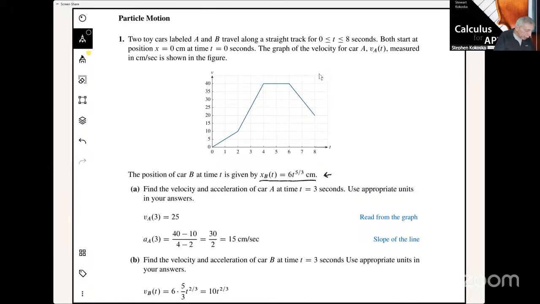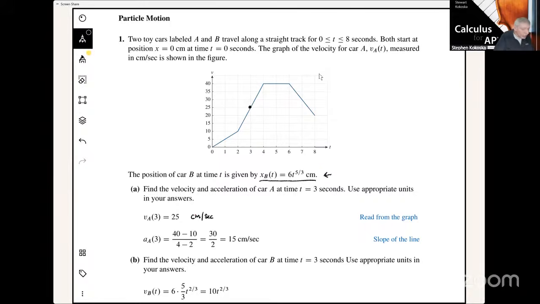So first of all, find the velocity and the acceleration of car A at time t equal 3 seconds. And let's not forget about the appropriate units, I guess. So let's see, the velocity of car A at 3 seconds. Well, in order to get that, I've got to go up to the graph here. So I'm going to go at t equal 3, and I'm going to go up to the graph, and I can see that that intersects at, I think it's v equal 25. And let's see, the units here, and I've got to check this carefully. I've left a little bit of room for myself here. The units, I think they told me up here, was centimeters per second.